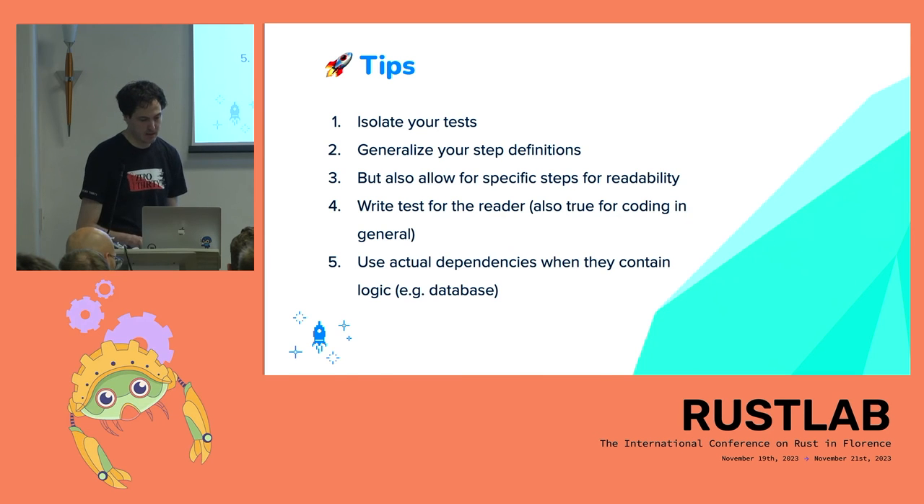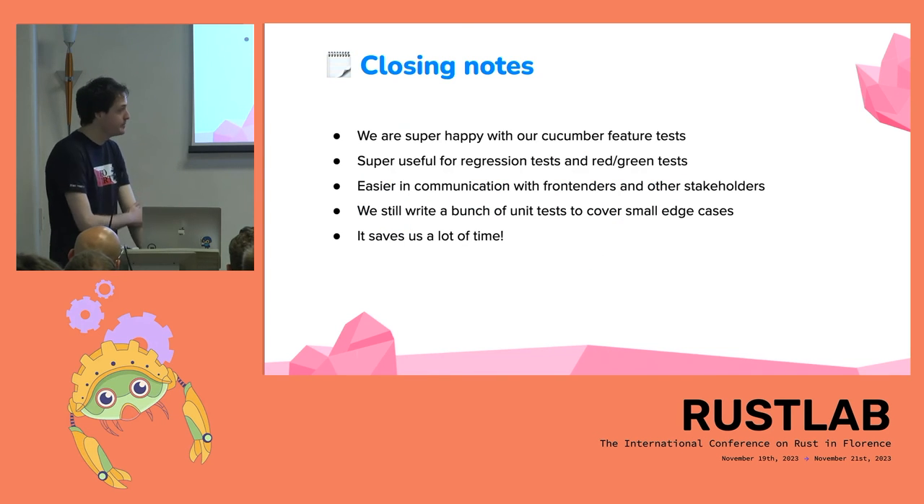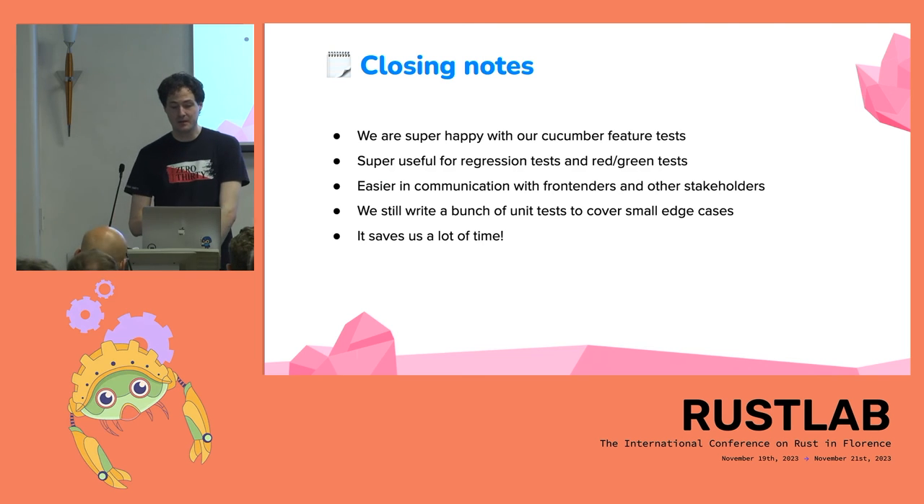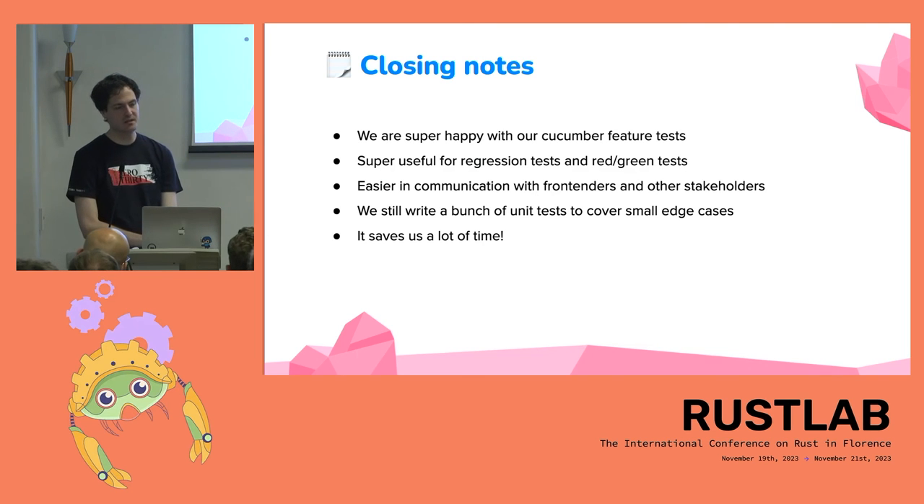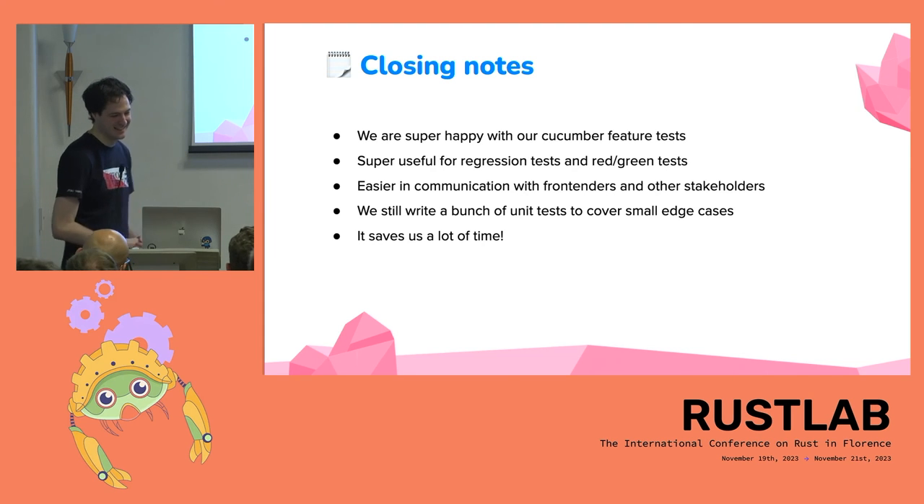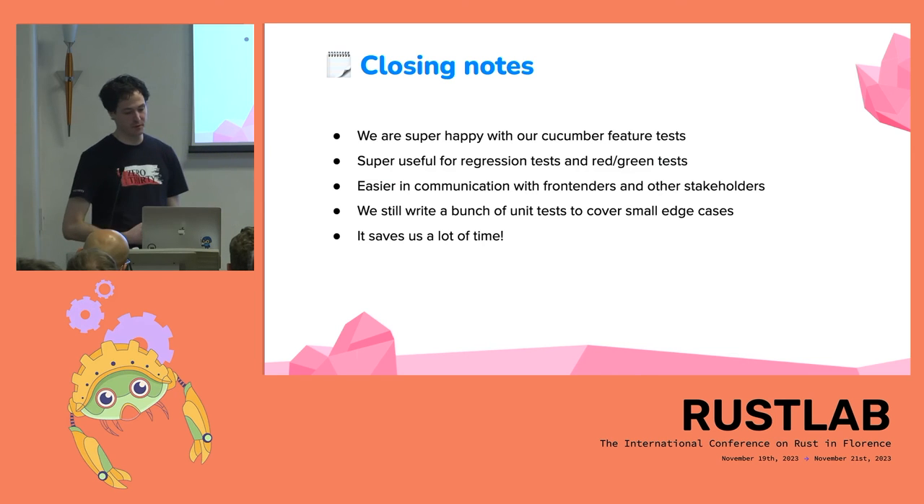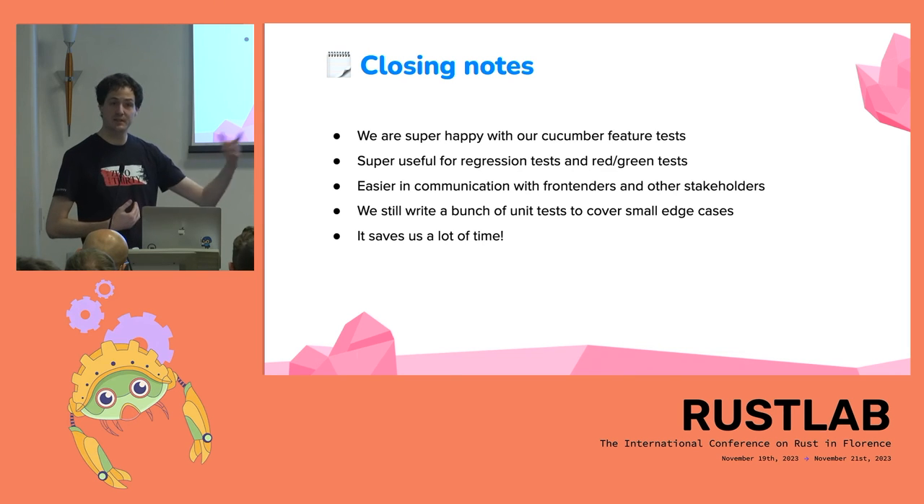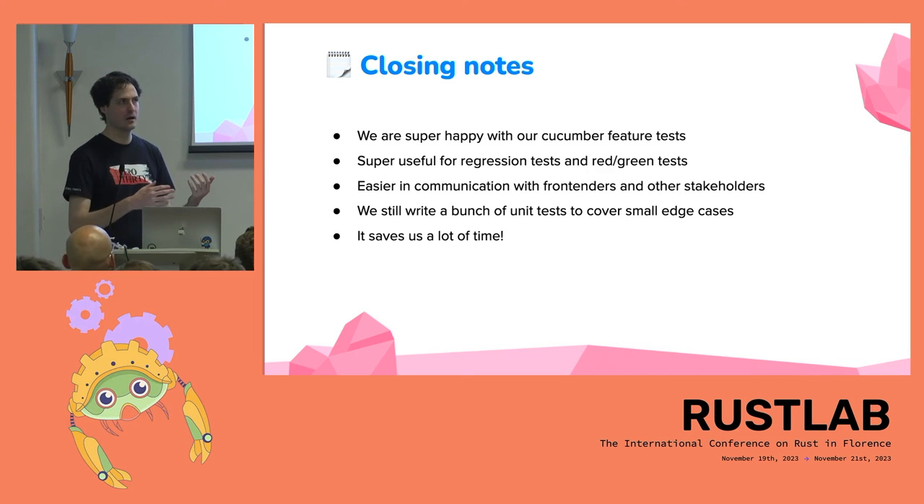Yes. Some closing notes. We at Pokey and my previous company where I learned about this are super happy with this feature test. There's one project that doesn't have this and we're always fighting over who needs to write in that old project. It's super useful for regression tests, for red-green tests, as you just saw. It helps us in communication a lot. Some of the tests I even send to my product designer. Is this what you meant? Is this the behavior you expected? Especially about our invoices that are being generated.